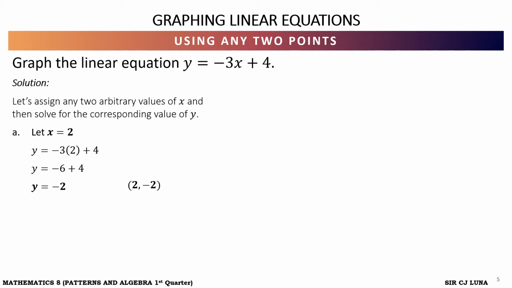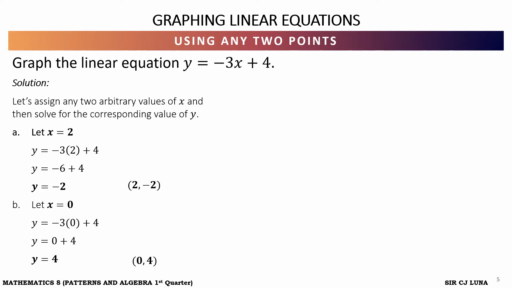Ngayon, hanapin natin yung pangalawang point. Mag-a-assign tayo ulit ng value ng x. Sabihin natin na ang x natin ay 0. So, ano kaya yung value ng y kapag ang x mo ay 0? So, we will have now y equals negative 3 times 0 plus 4. So, negative 3 times 0 is 0. Then plus 4 is equal to 4. So, if your x is 0, y is 4. So, ang pangalawang point natin ay 0, 4. Okay?